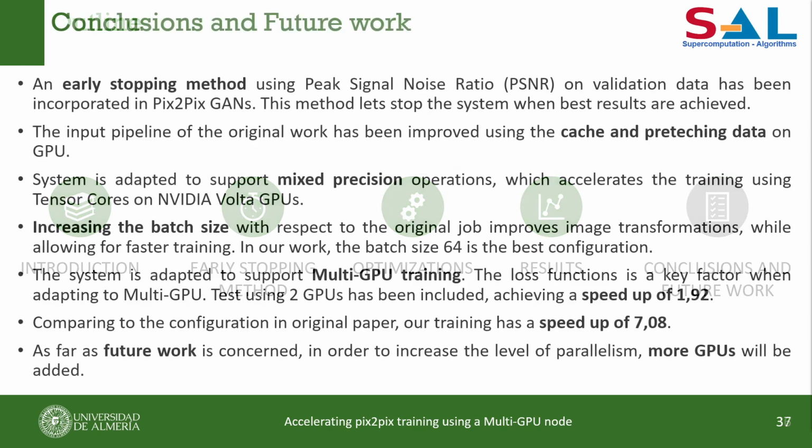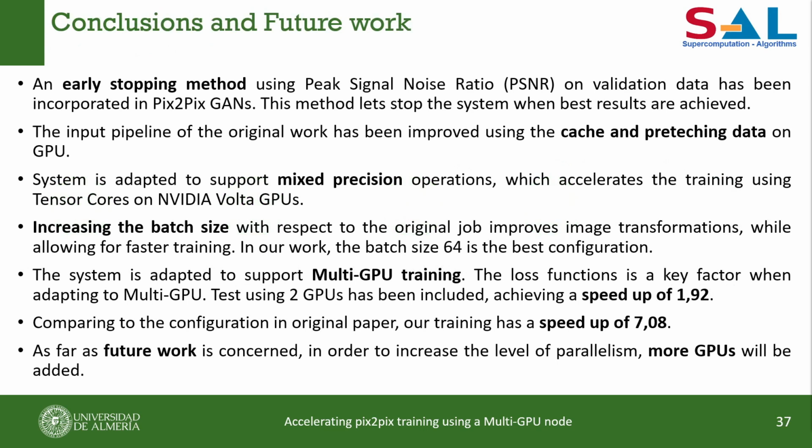As a conclusion, an early stopping method using peak signal-to-noise ratio and validation data has been incorporated in pix2pix GANs. This method lets us stop the system when the best results are achieved.